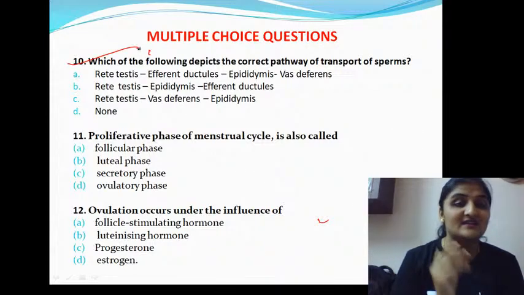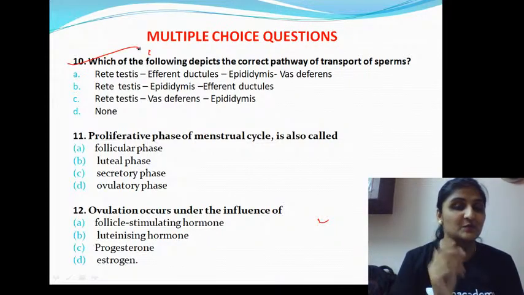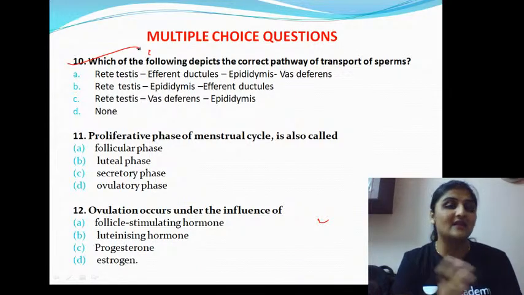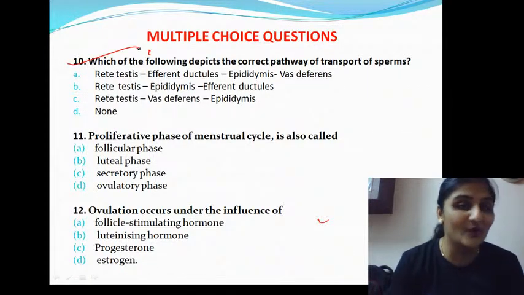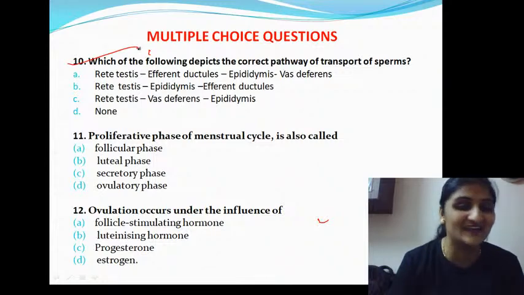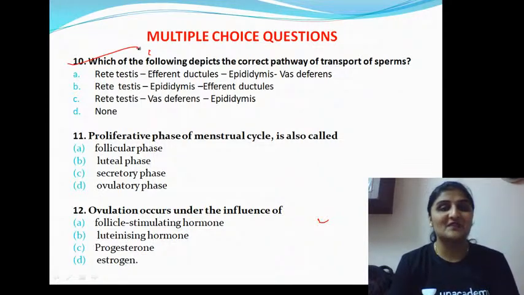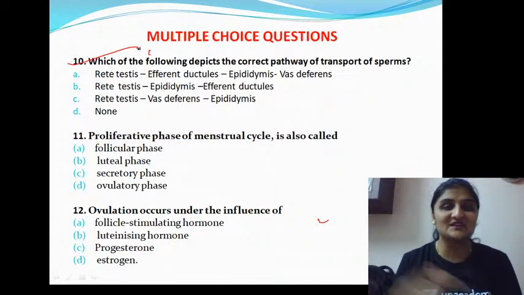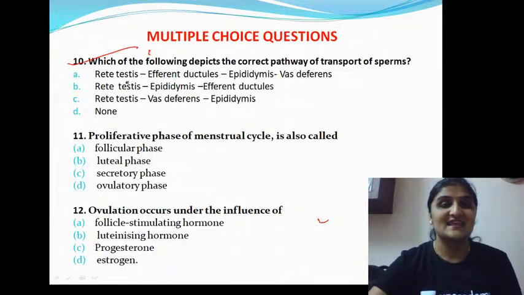What is the correct sequence via which the sperms are transported to the ejaculatory duct, students? Quickly. I can see many of you coming up with the right answer. And the right answer is A, students.